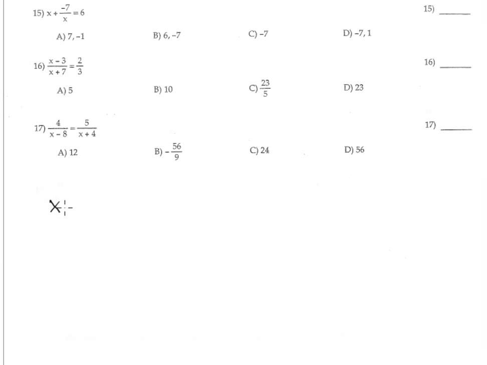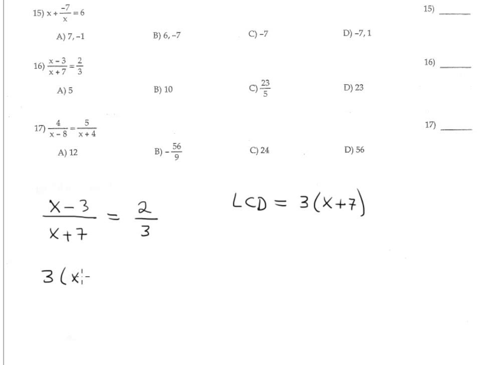Okay, 16 is an easy equation and you solve it exactly the same. So the least common denominator is 3 times x plus 7 and multiply the whole thing by this. When you multiply this times this, it's obvious that x plus 7 cancels out, it's 3 times x minus 3. And when you multiply this and this, it is 2 times x plus 7.